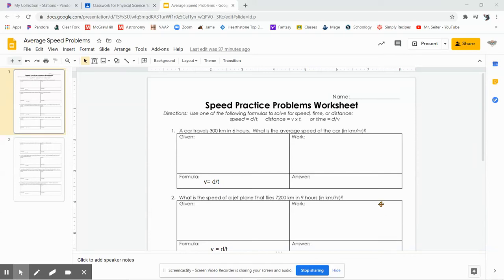Okay, this is the speed or average speed practice problem worksheet. Trust me, you're going to want to watch this so you know how to do these problems. Remember our 8 steps.